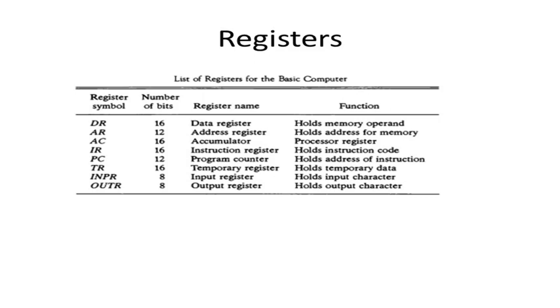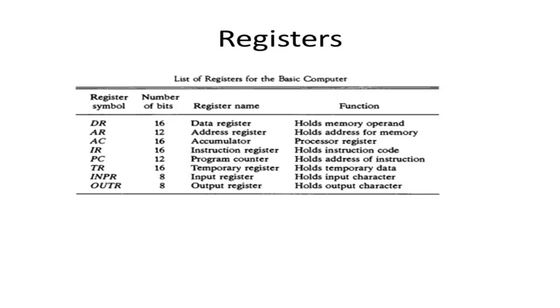The number of bits for DR is 16-bit length. Address register is 20-bit. Accumulator is 16-bit. Instruction register is 16-bit. Program counter is 12-bit. And temporary register is 16-bit. Input register is 8-bit, and output register is also 8-bit.